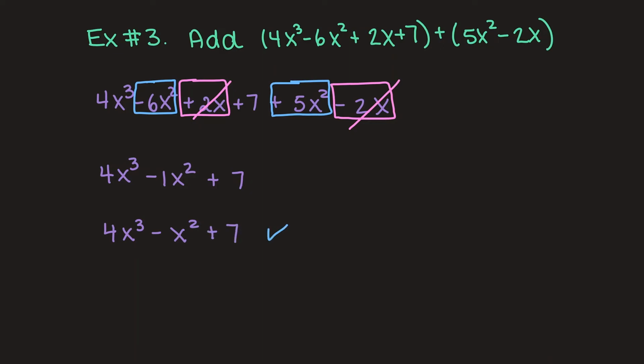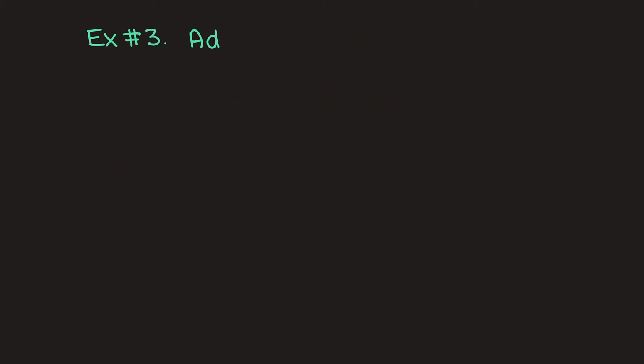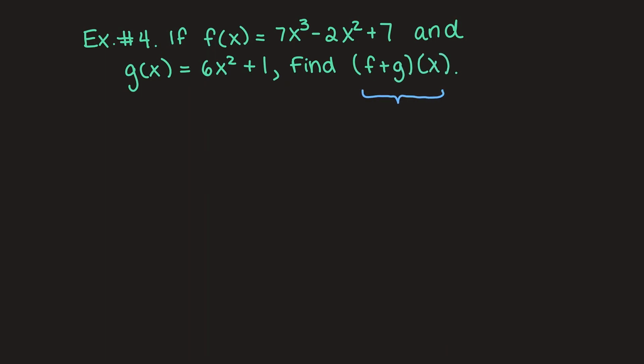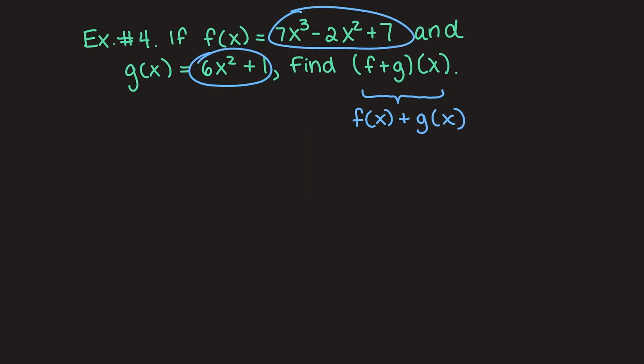Another way this question could have been asked is in function notation. So for example 4, we have f of x equals 7x cubed minus 2x plus 7, and g of x is 6x squared plus 1. And we want to find f plus g of x. So another way to write this is f of x plus g of x, which just means we want to add the two functions together.